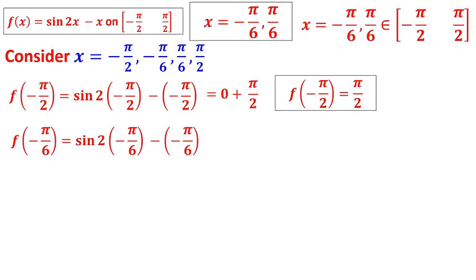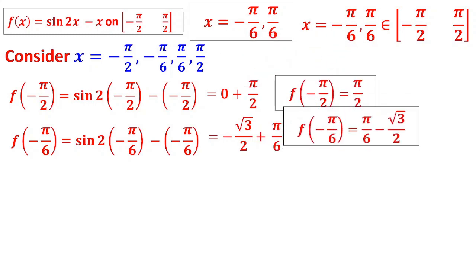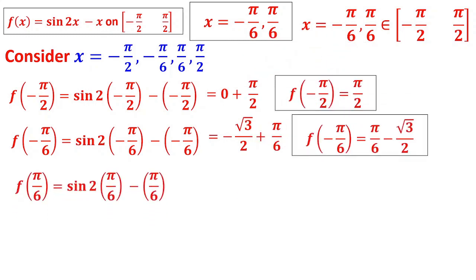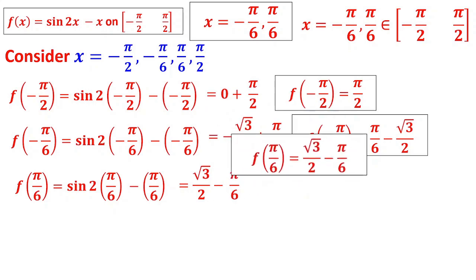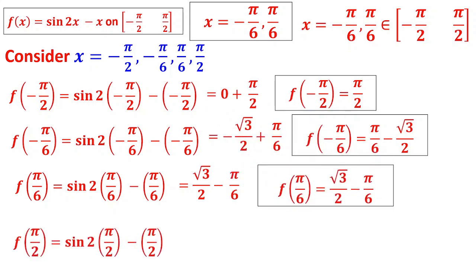Let us find what is f of minus pi by 6. Sin 2 times, be careful, 2 times minus pi by 6, it will be sin of minus pi by 3, therefore minus root 3 by 2 plus pi by 6. Let us find what is f of pi by 6. It is sin 2 into pi by 6, therefore sin pi by 3 minus pi by 6, therefore root 3 by 2 minus pi by 6. And f of pi by 2 is sin pi minus pi by 2, therefore minus pi by 2.